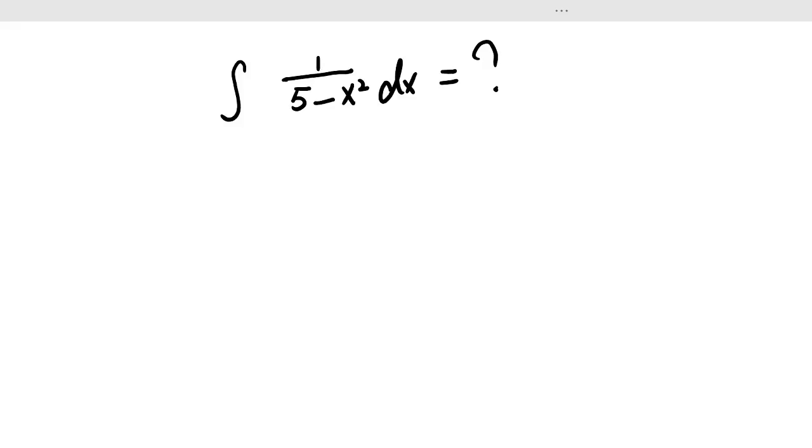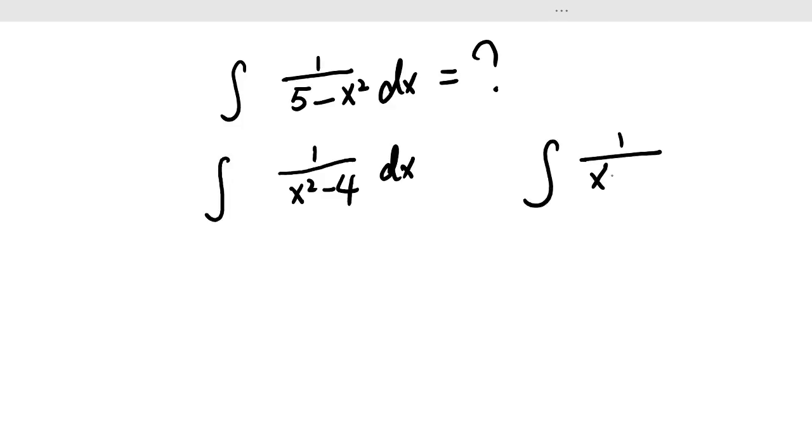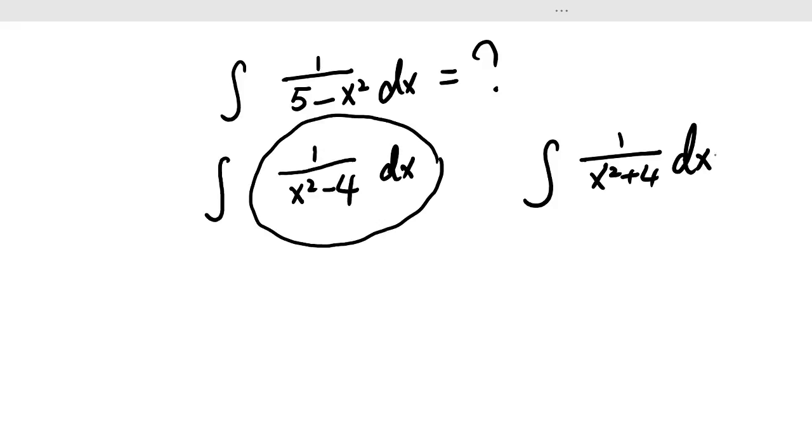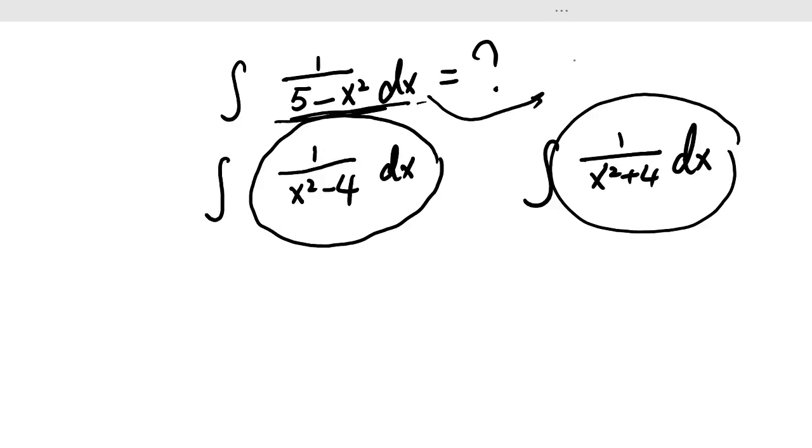Let's go back to our topic from the beginning. I write x squared minus 4 over x squared plus 4. We already understand that for x squared plus 4, we can use arctangent. But x squared minus 4 is a difference of squares, a partial fractions problem. So this does not give us the arctangent.